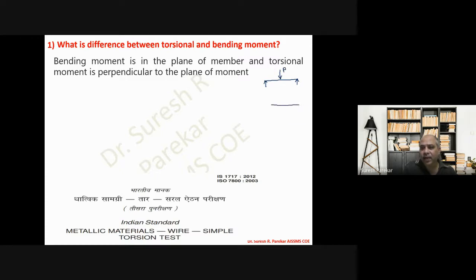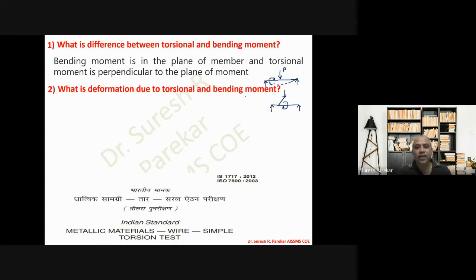Now if we have the beam in this way, and we have load applied on a lever arm which is perpendicular to this, then we are going to get a moment which will be perpendicular to this, and it is in the plane. So try to understand, this moment will rotate your bar and this moment will bend your bar. So this will bend and this will rotate. That is the major difference between the two.